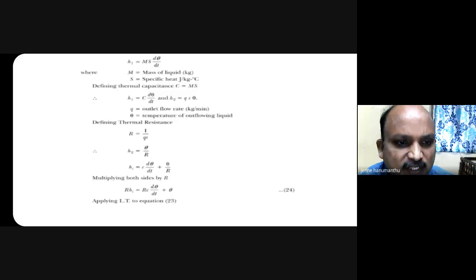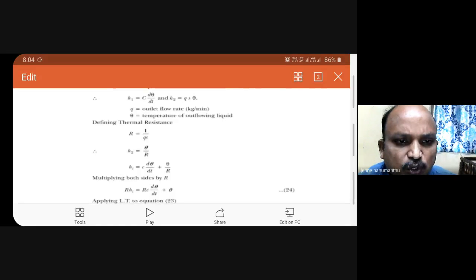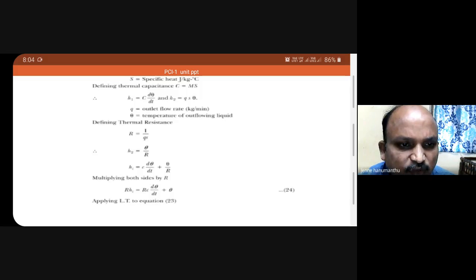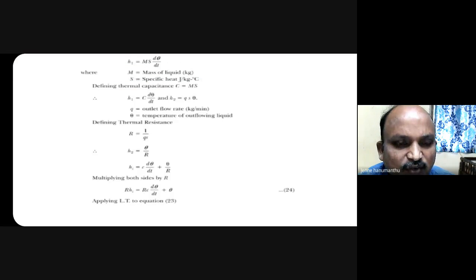Now substitute the R value in the H2 equation. What is H2? H2 equals Q s theta. In the place of Q, you write 1 by R s. You can write H2 equals theta by R. This is nothing but the relation between H2 and R, the thermal resistance, which we expect from the tank's second side, the output flow rate side. And we can also substitute the H2 equation in the H1 relation.